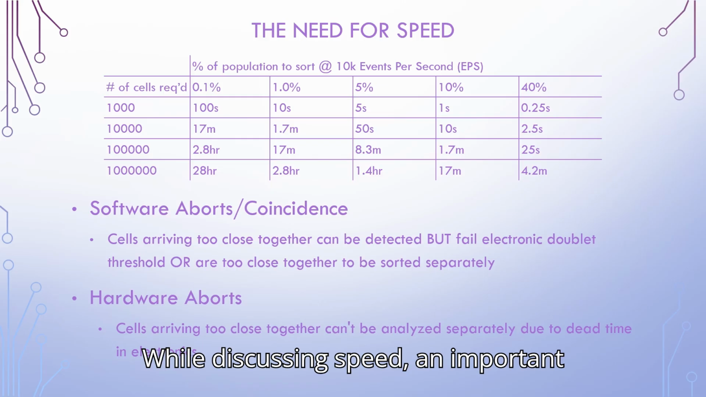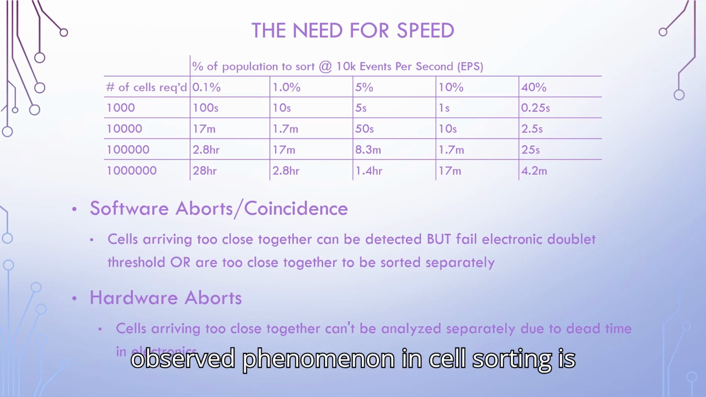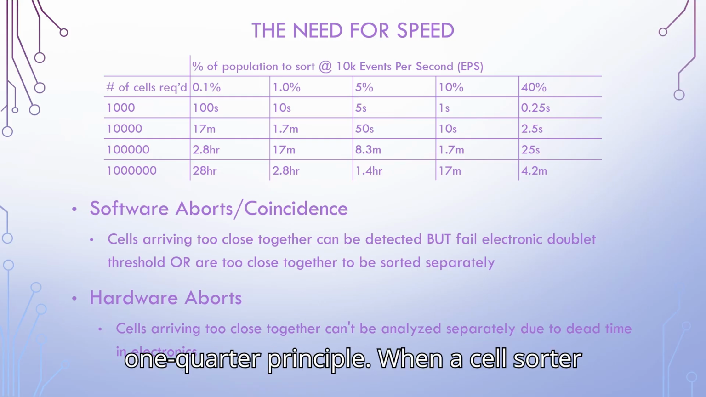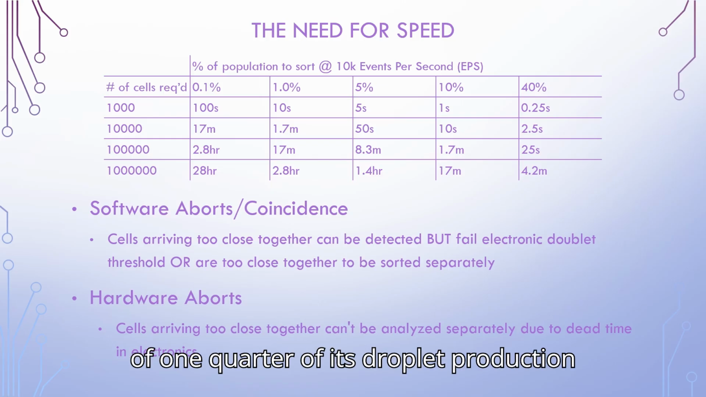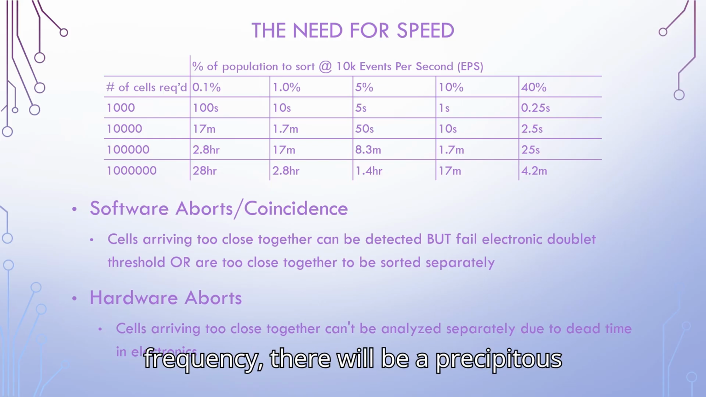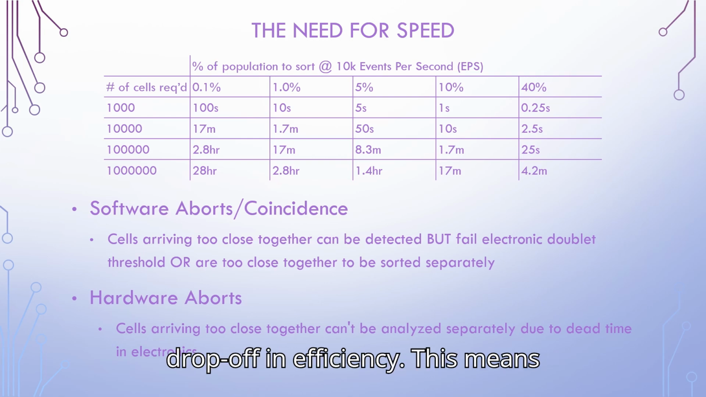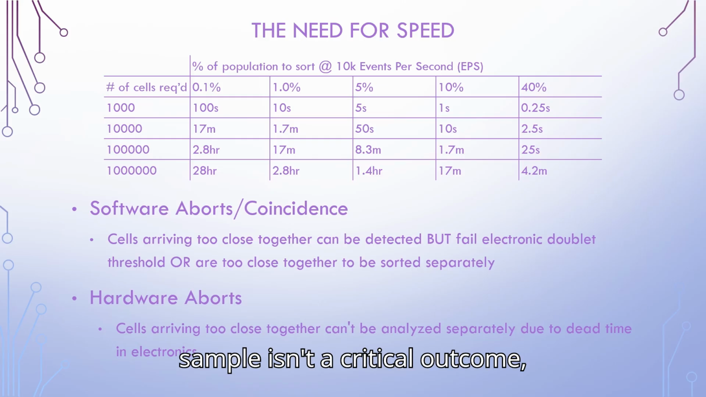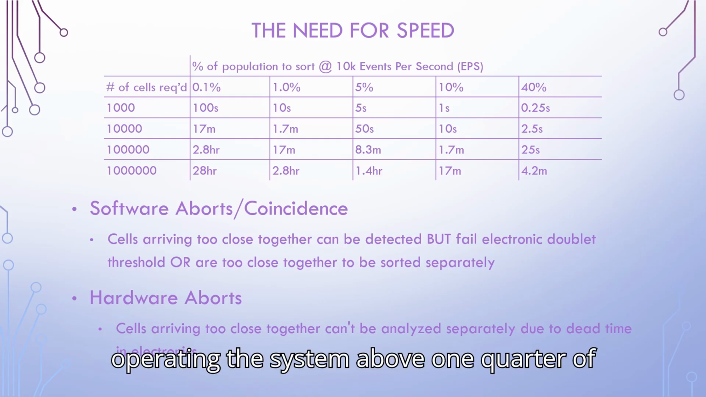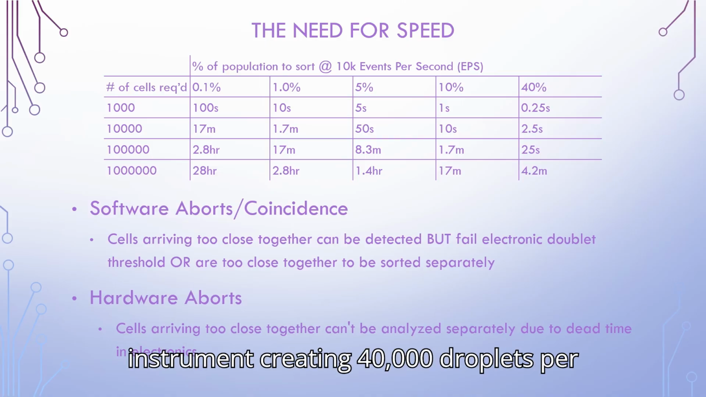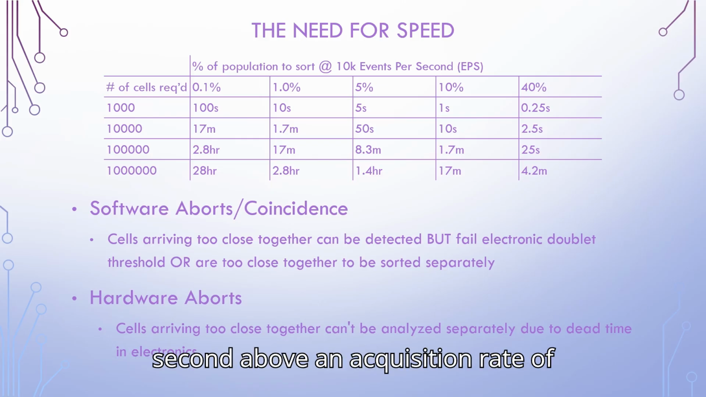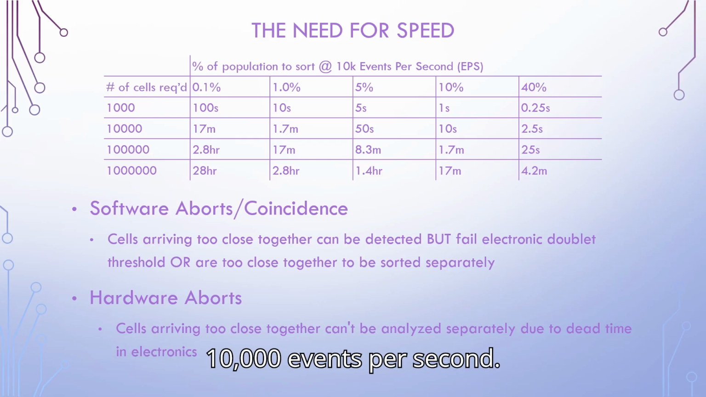While discussing speed, an important observed phenomenon in cell sorting is colloquially referred to as the 1/4 principle. When a cell sorter is operated with an event rate in excess of 1/4 of its droplet production frequency, there will be a precipitous drop-off in efficiency. This means that, unless efficient collection of your sample isn't a critical outcome, operating the system above 1/4 of the event per second frequency ratio will lead to a less desirable outcome. In practical terms, this means an operator would not set an instrument creating 40,000 droplets per second above an acquisition rate of 10,000 events per second.